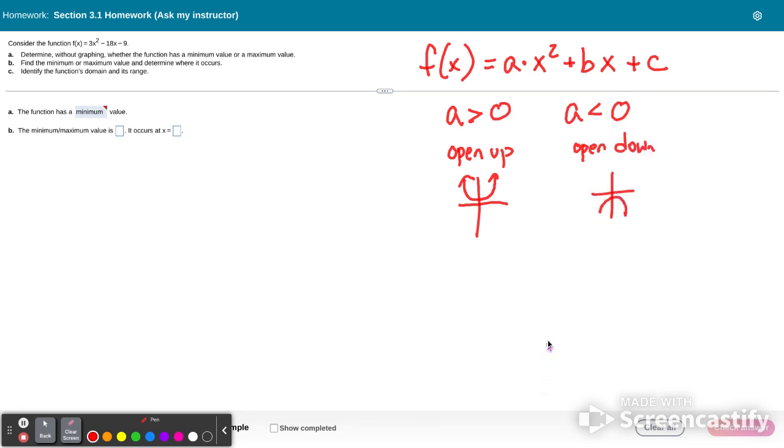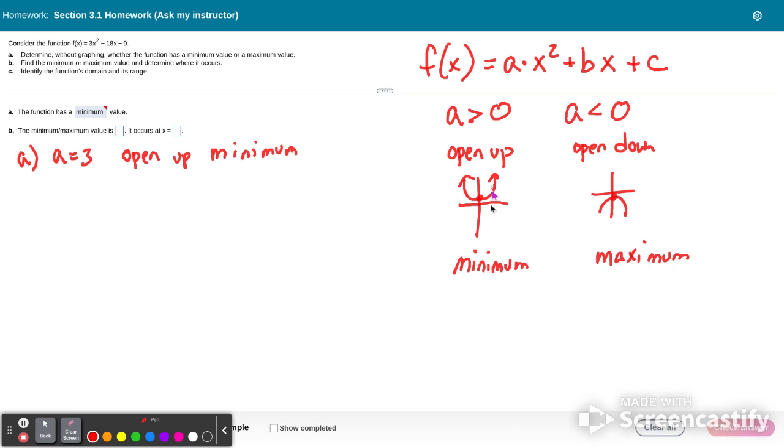All right. Now, so that's part A. We look at our function right here. So for part A, since our a value is equal to 3, that's positive, so our function is going to open up, and therefore it's going to have a minimum. All right, and so that would be called a minimum right here in our notes, and this would be called a maximum right here because that's our highest point of the graph, and this is going to be our lowest point of the graph.